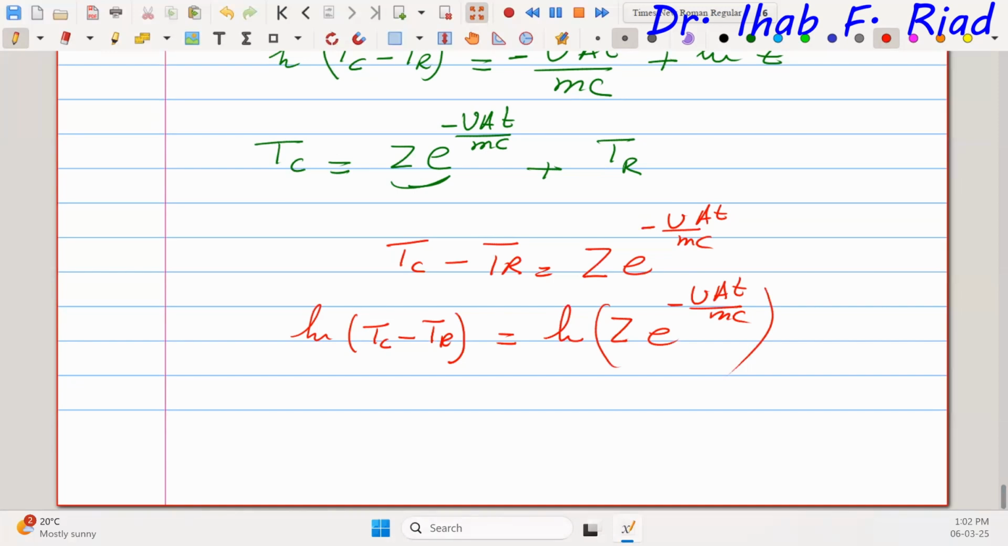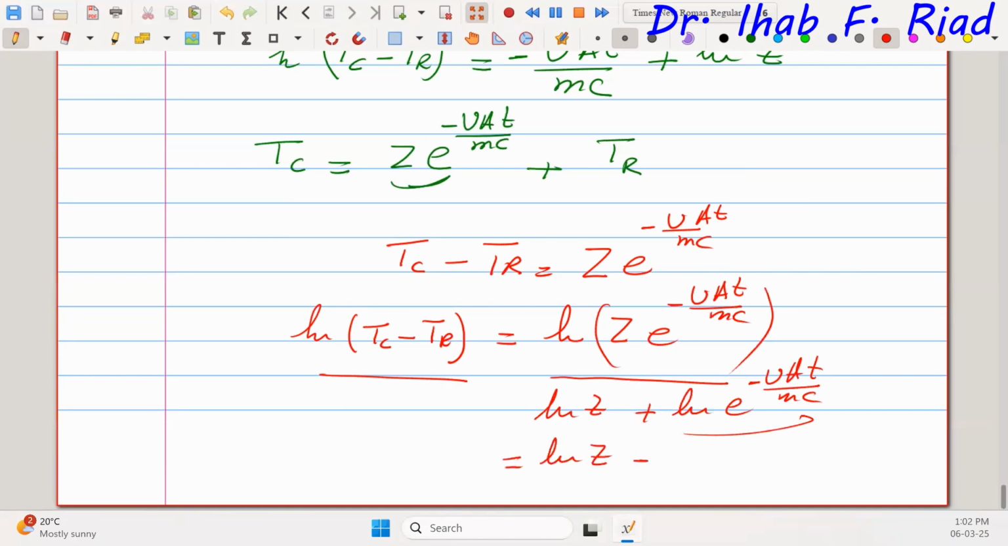Here we cannot separate TC from TR because this cannot be separated. So we keep it as it is. What we can further do is separate this into ln Z plus ln E minus UA T over MC. This can be further simplified. Is that clear for you, Dean? Yes, it is.